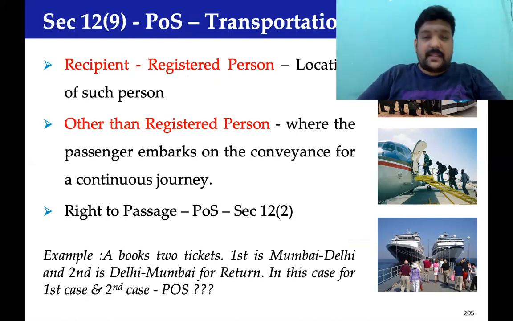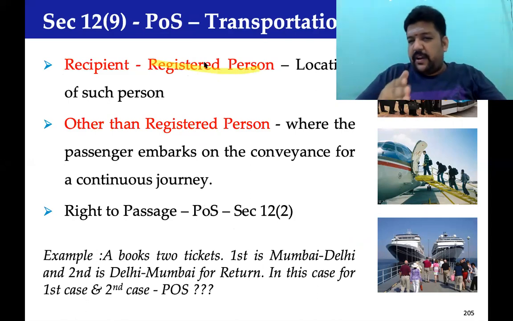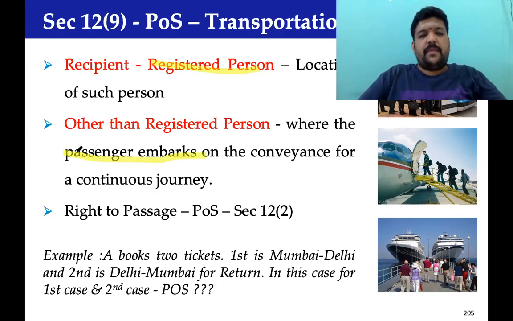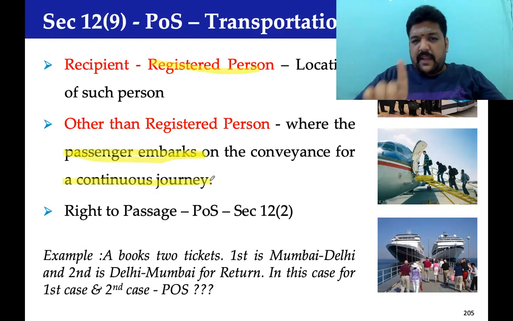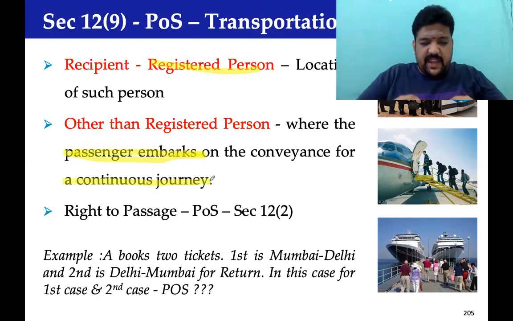Moving forward, in case of transportation of passengers, same. If the services are provided to a recipient who is a registered person, the location of such registered person is going to be the place of supply. In case services are provided to other than a registered person, it is the place where the passenger embarks for a continuous journey. The place where he steps in.